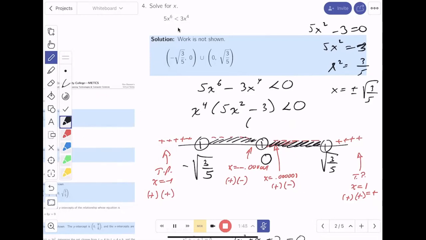I'll write the intervals down for you. Minus root 3/5, comma, 0, union 0 up to root 3/5. That's the answer we're looking at over there.